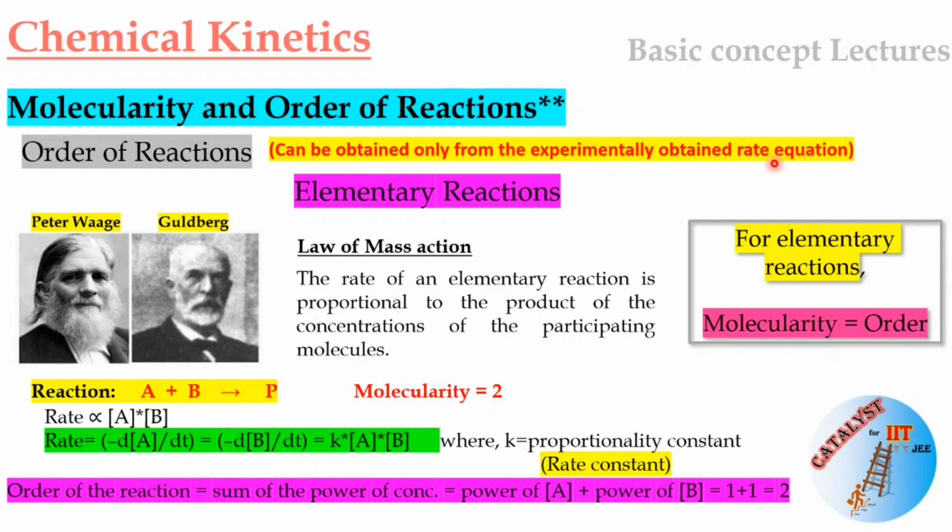Now you have already found the rate equation for the elementary reaction. The order of the reaction is the sum of the powers of the concentrations. The power of the concentration of A is 1 and the power of the concentration of B is 1, so 1 plus 1 is equal to 2. So the order of the reaction is equal to 2. Interestingly, the molecularity of this reaction is also 2. So the important point here is that for an elementary reaction, the molecularity and the order are equal.